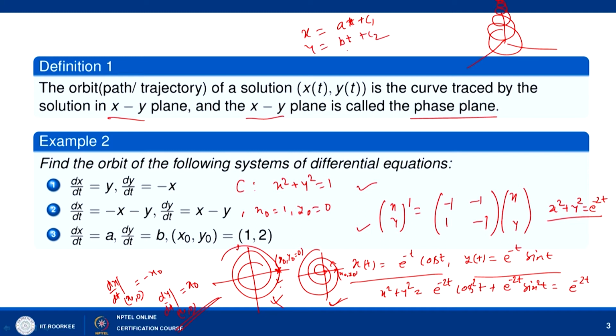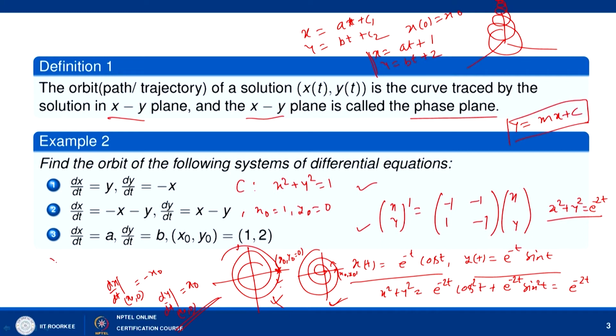We can fix this C1 and C2 provided that, let us say, x0 equals x naught, right. So, at t equal to 0, your C1 is given as 1. So, x is equal to at plus 1 and y equals bt plus 2. So, if you remove t from this, you can get a relation like y equals mx plus c kind of a thing.